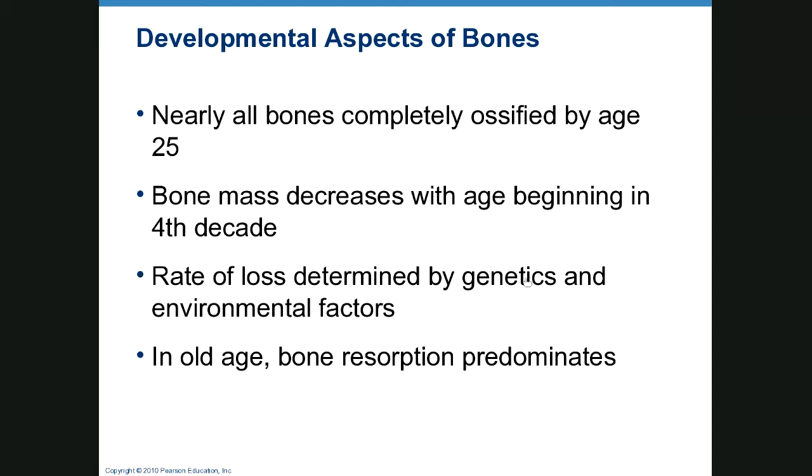Genetics, you can't really do much about that. Environmental factors, you can do that, as in exercise, eat the right diet. In old age, no matter what, bone resorption predominates over bone formation. However, you can definitely decrease that problem with diet and exercise. This ends chapter 6. Thank you.